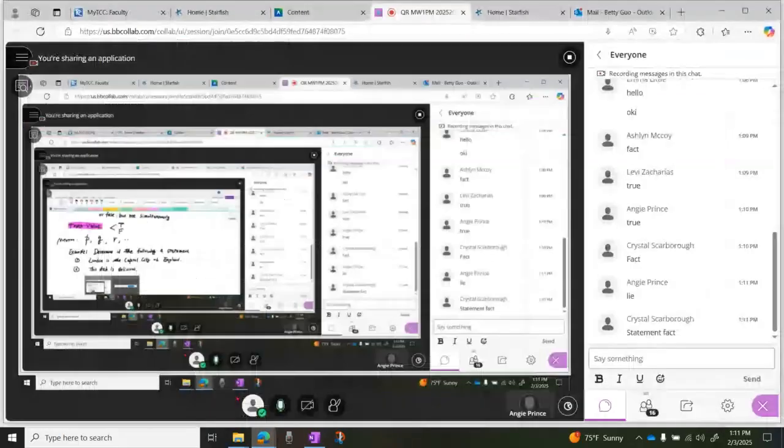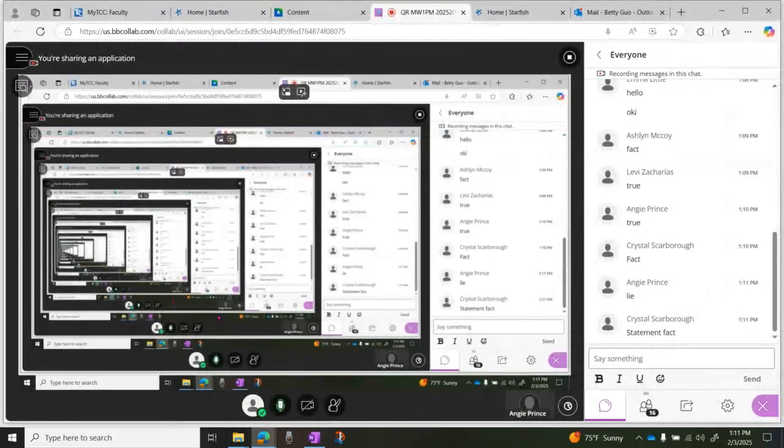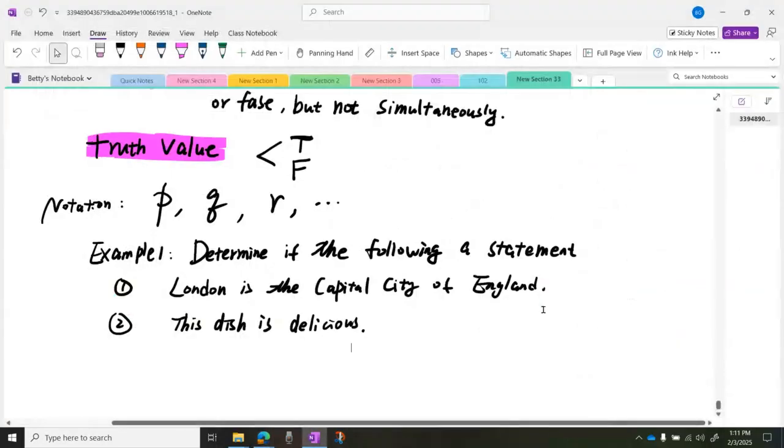This one is a little bit difficult. I think it is, yes. So you see, some of them think it's a lie, some of you think it's a fact, right? This is an opinion. I would say this sentence gives an opinion.